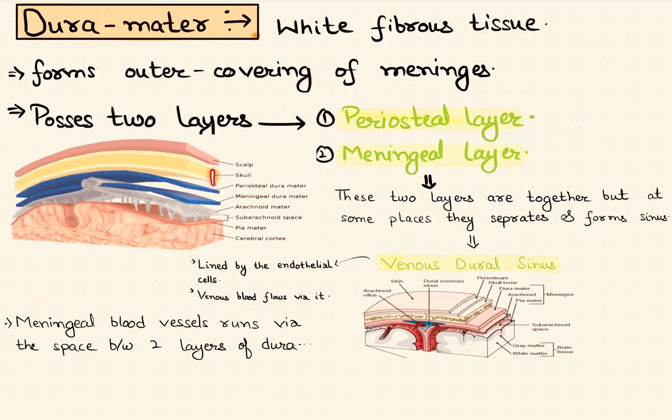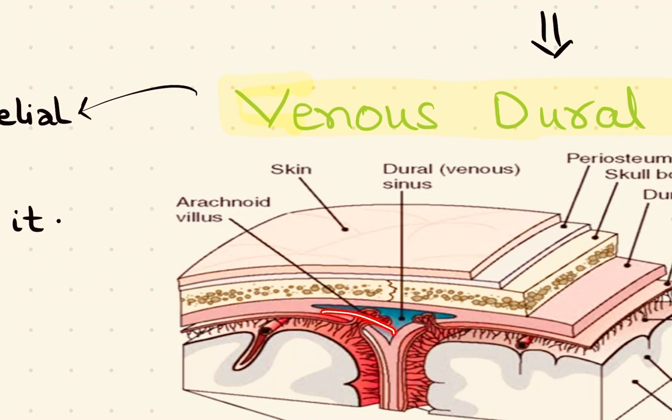The periosteal layer is that layer which connects with the skull region, which is very close to the cranium. After this periosteal layer, we have the meningeal layer, which is close to the arachnoid layer. These layers generally travel together, but at certain places they form cavities. Like this is the periosteal layer and this is the meningeal layer. They are forming a cavity here, a sinus here. It is known as dural sinus.